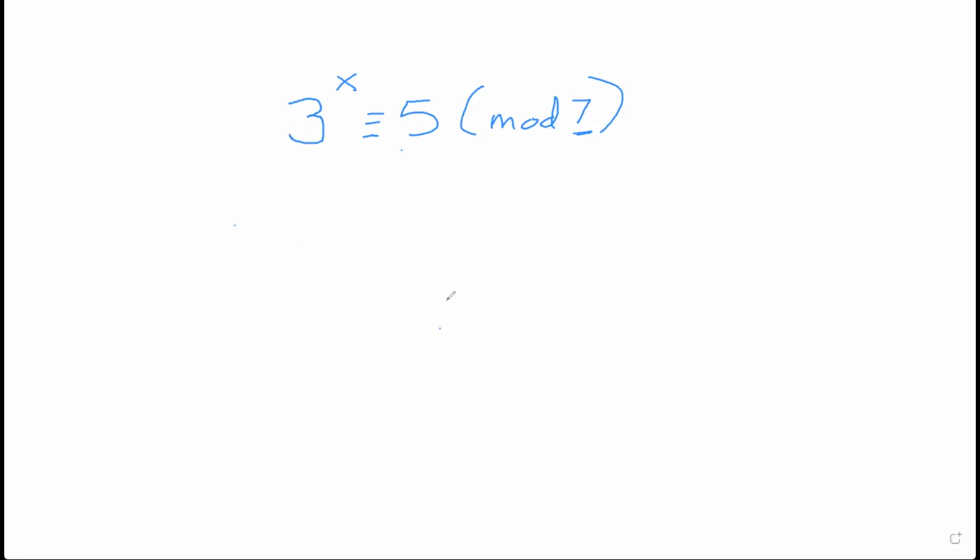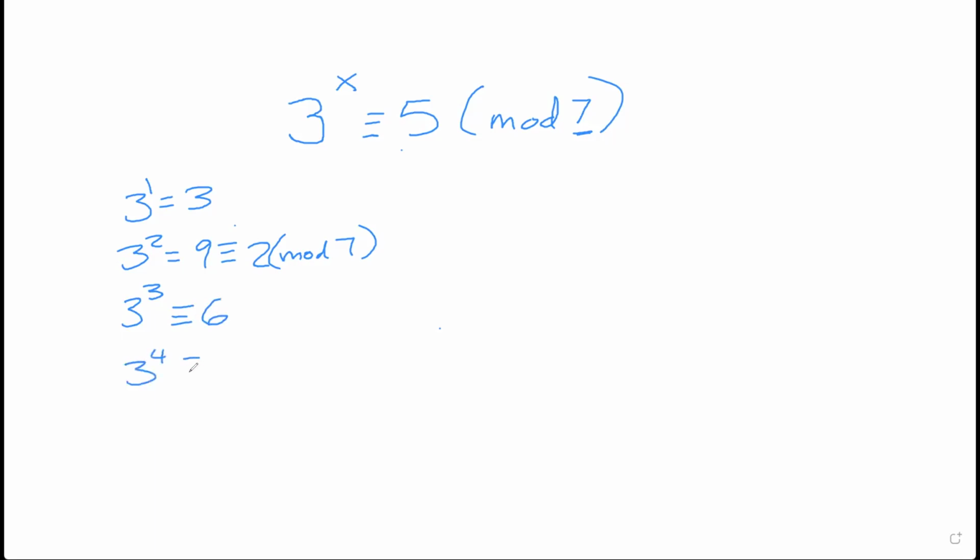So 3 to the x, if we look at the powers of 3, we have 3 to the first power. Well, that's 3. 3 squared is equal to 9, but 9 is 2 mod 7. 3 to the third power is going to be 3 times 2, which is going to be 6. And 3 to the fourth power is going to be 3 times 6, but 3 times 6 is 18. 18 is the same thing as 4 mod 7.